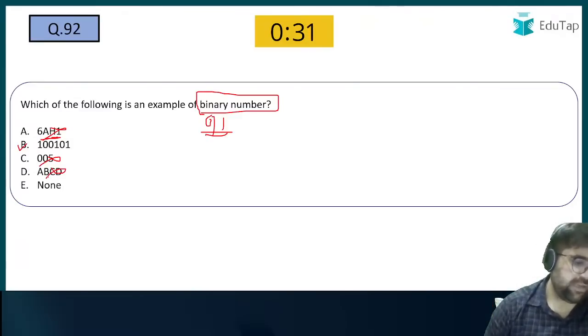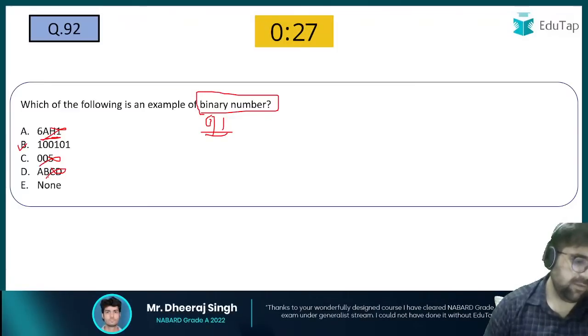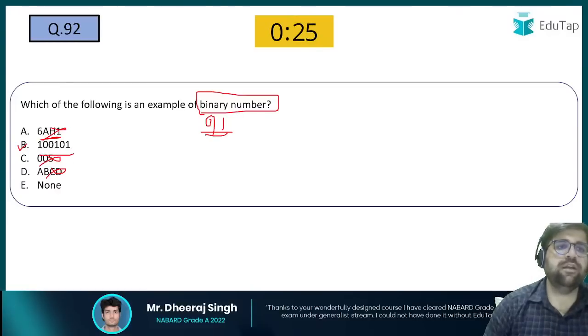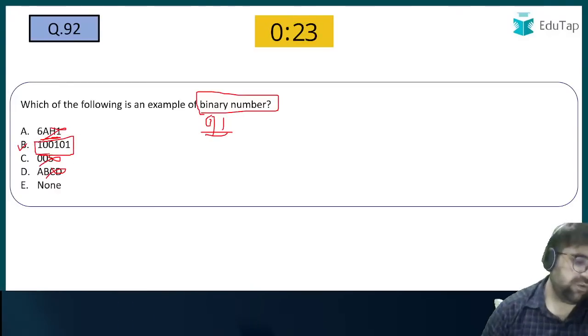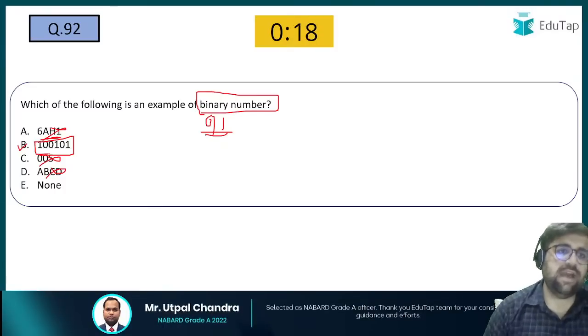Yes, you can also say 2 to the power of 8. That will also give you 256 only. The answer will be what? 1001. The answer will be B. No, it will not be none. The answer will be B.